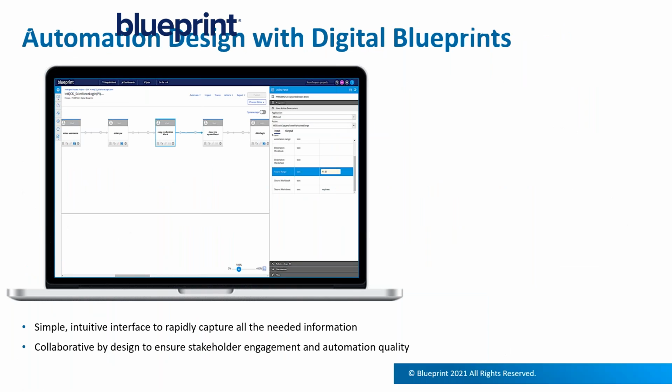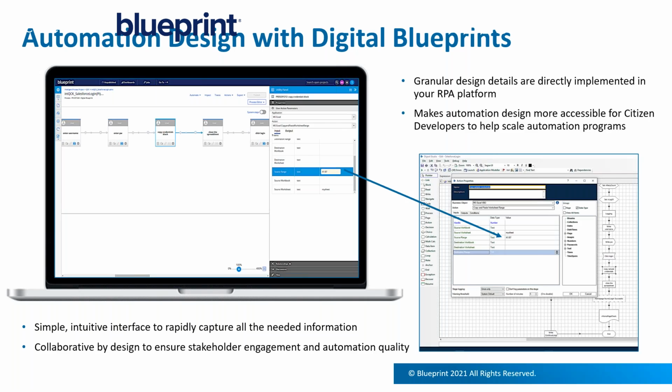Now, building automations with digital blueprints is a state-of-the-art way to achieve RPA success. The system is purpose-built to design automations in an easy, simple, and understandable way. As you can see here, identifying systems and actions and parameters for any given automation task doesn't require technical expertise and is accessible to the business user. So as you enter things here in Blueprint on the left-hand side, all of that is eventually going to translate directly into the RPA platforms.